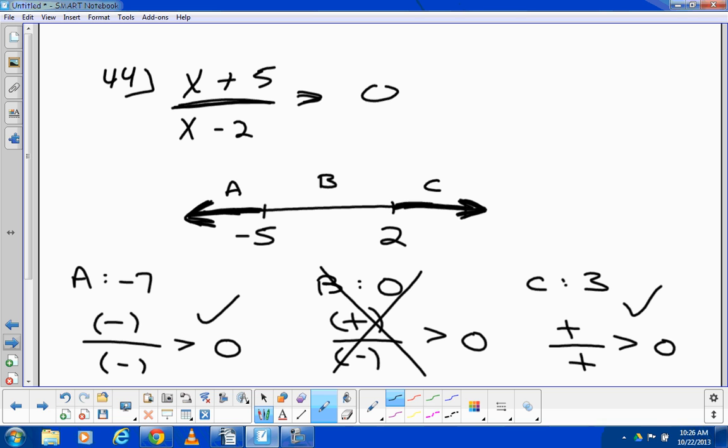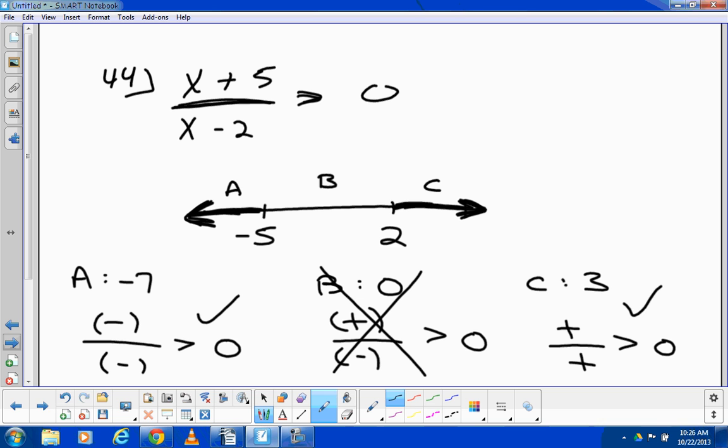Okay, now let's talk about the endpoints. So -5 and 2. Now, because it's just greater than and not greater than or equal to, then parentheses, we wouldn't include them. Okay, so there's 2 ways to show it on the number line. You could show it with the parentheses on the number line. What else could you show on the number line if you wanted to do open circles? So that's up to you. Parentheses or open circles.